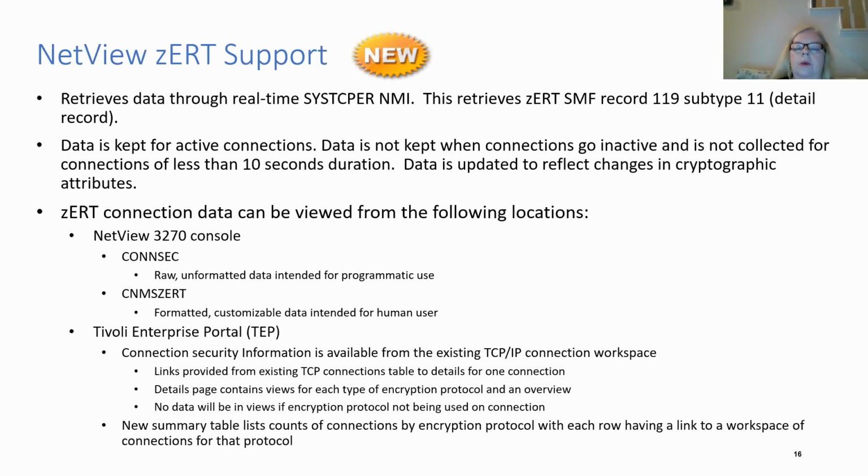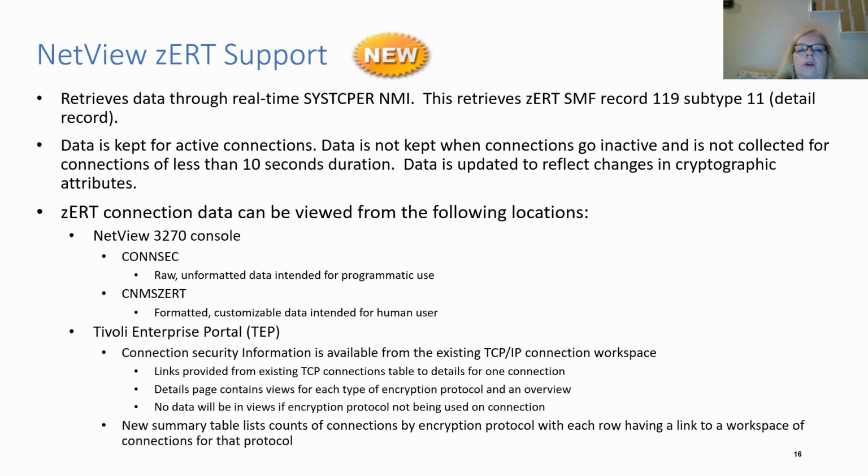And of course, we retrieve this information from an NMI. And today we're only retrieving the SMF record 119 subtype 11, which is the detailed record. So we keep data for active connections. Data is not kept when the connections go inactive, and it's not collected for connections of less than 10 seconds duration. If the data is changed on a connection, because the security attributes can change during the lifetime of a connection, the data is updated to reflect those changes.